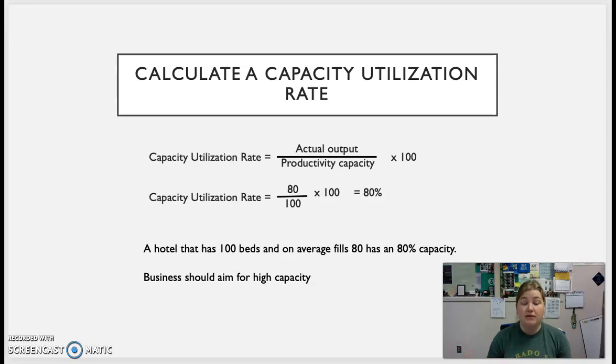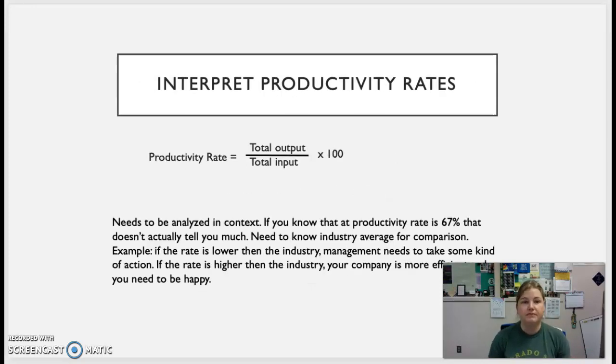So a hotel, for example, that has 100 beds and on average fills 80 has an 80% capacity. And that's what we're talking about here. You want to aim for a high capacity. Hotels right now are not having a very high capacity because of what things are going on, and they have to be more creative with what they're doing in order to fill those rooms.